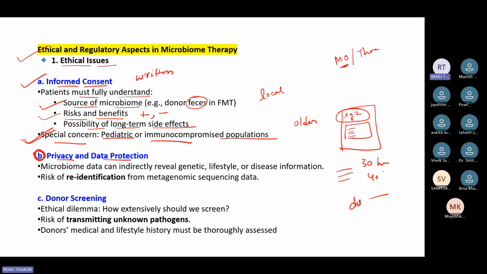Microbiome data can indirectly reveal genetic, lifestyle, or disease information, so you cannot leak that. There is also the risk of re-identification from metagenomic sequencing data.